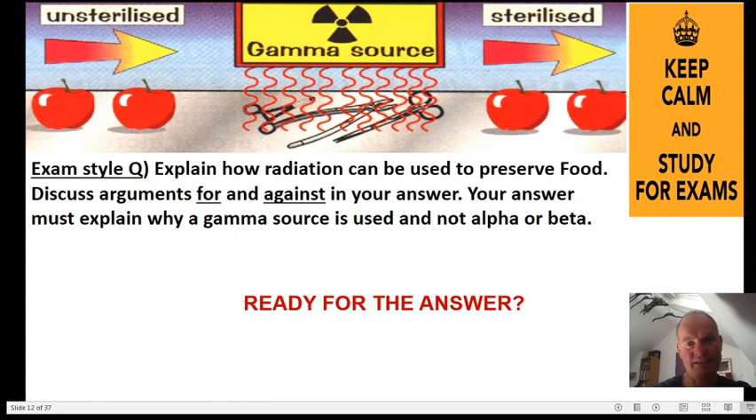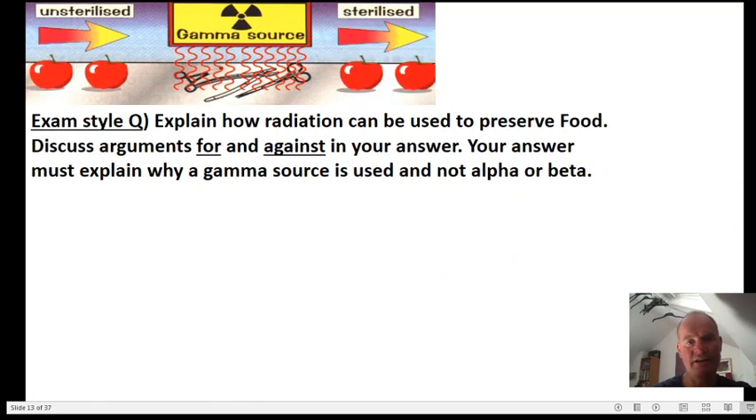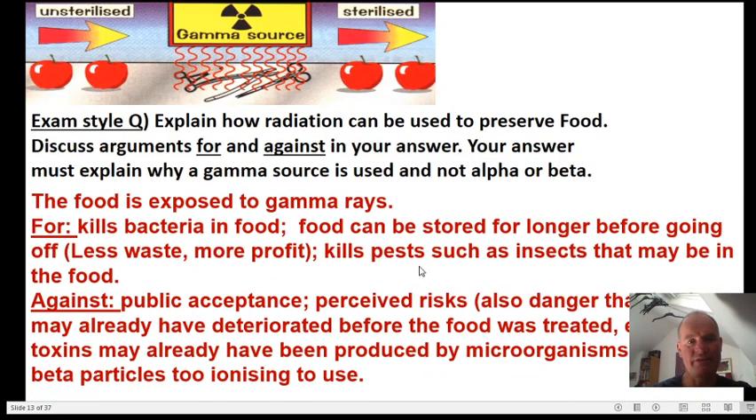Okay, hopefully you've done that, and you're now ready for the answer. So we would say that food is exposed to gamma rays. For positives, it kills the bacteria or microbes in food. It can be stored for longer before going off, so there's less waste and more profit for supermarkets. Obviously they're in business. It kills pests such as insects that might be in food as well. If something's burrowed into the food, the radiation will also deal with that.